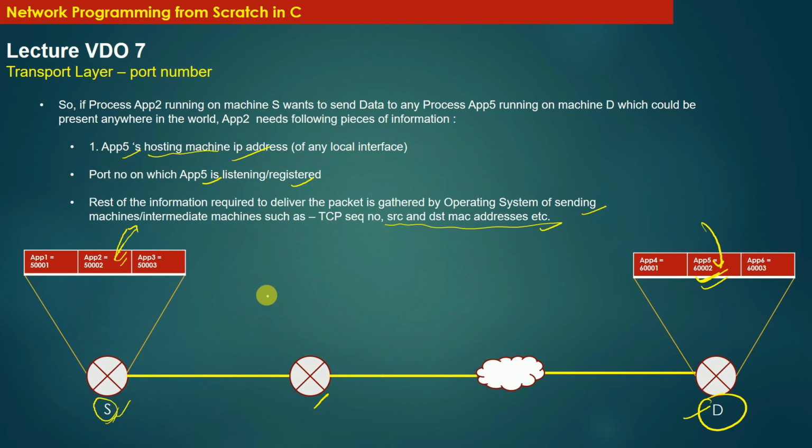As an end user, you need to specify the destination machine's IP address and the port number of the application running on the destination machine. If you know these two pieces of information, then you can set up end-to-end communication between the two applications.